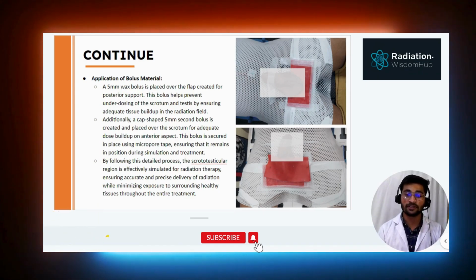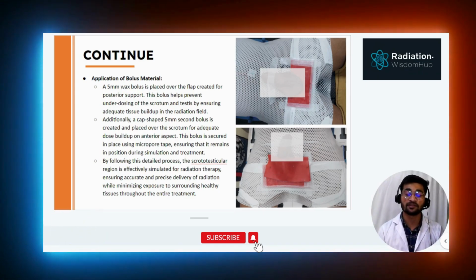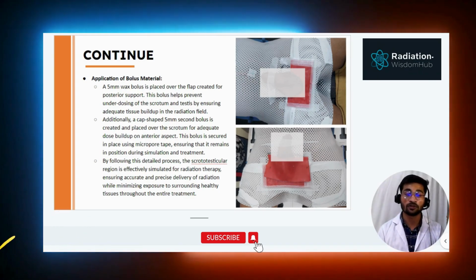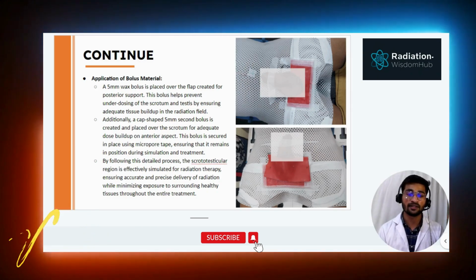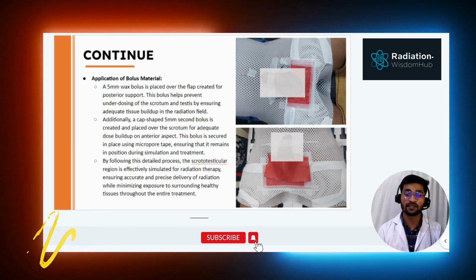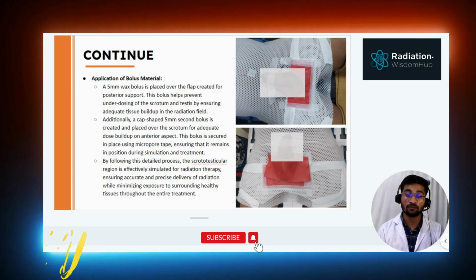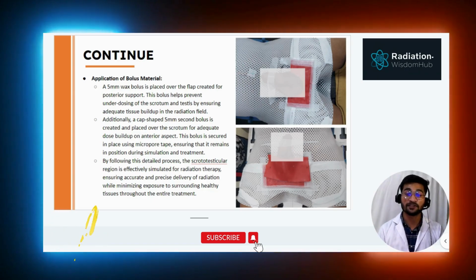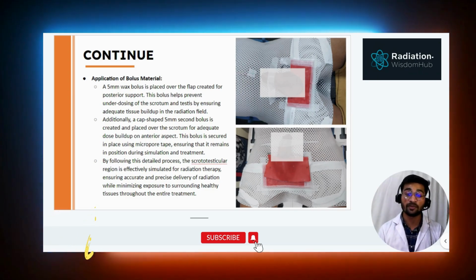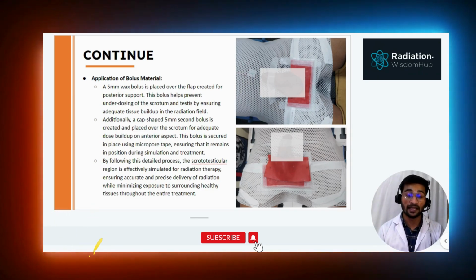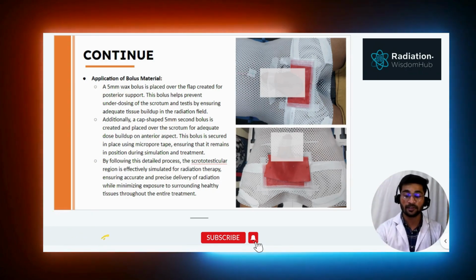By following this entire treatment and simulation process, the scrototesticular radiation is effectively simulated for the radiation therapy, ensuring adequate and precise delivery of radiation while minimizing the exposure to surrounding healthy tissues throughout the entire treatment.